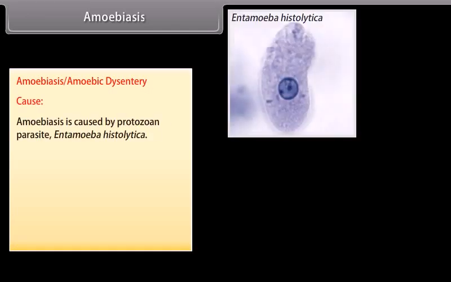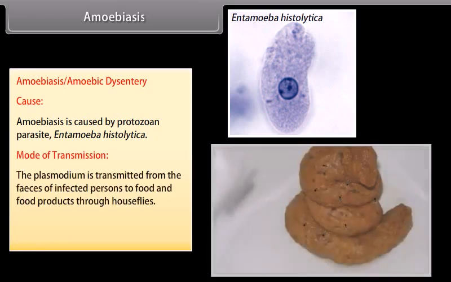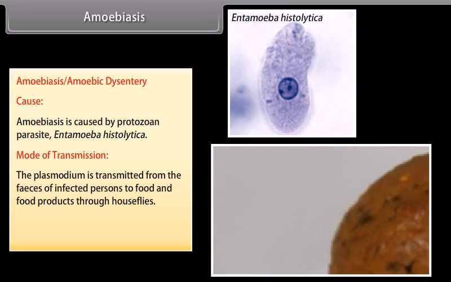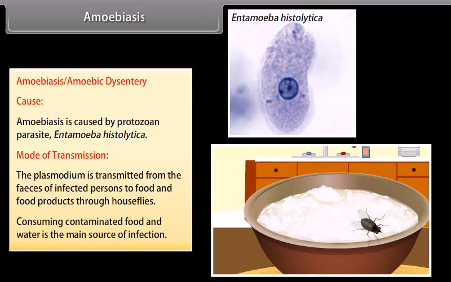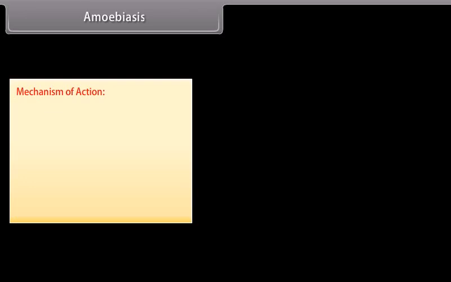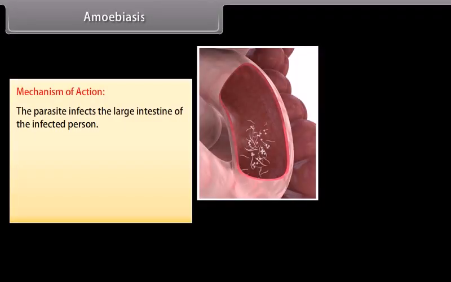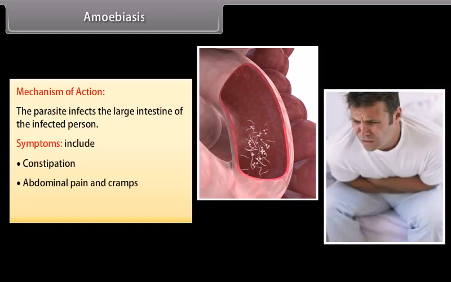Amoebiasis, or amoebic dysentery. Cause: amoebiasis is caused by the protozoan parasite Entamoeba histolytica. Mode of transmission: the parasite is transmitted from the feces of infected persons to food and food products through houseflies. Consuming contaminated food and water is the main source of infection. Mechanism of action: the parasite infects the large intestine of the infected person. Symptoms include constipation, abdominal pain and cramps, stool with mucus and blood.